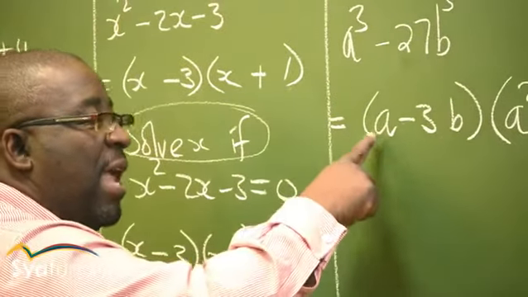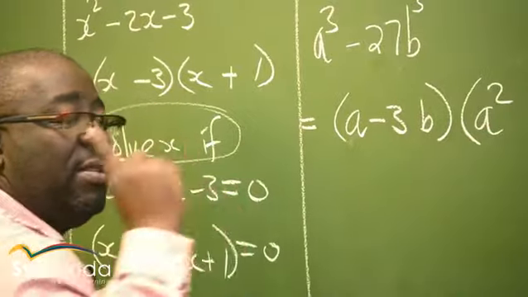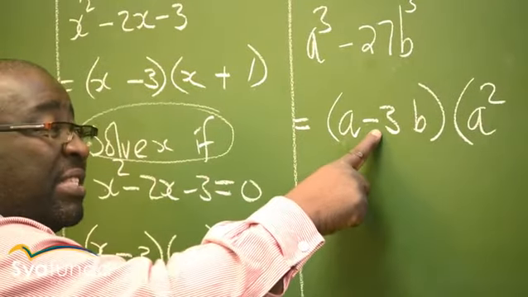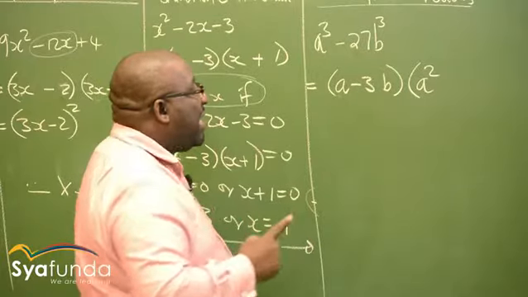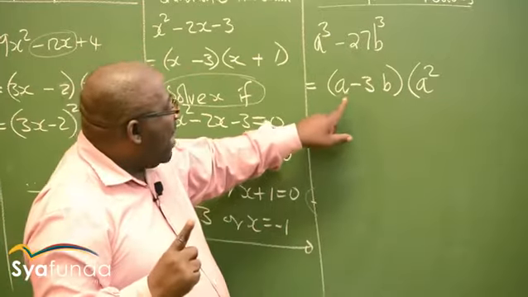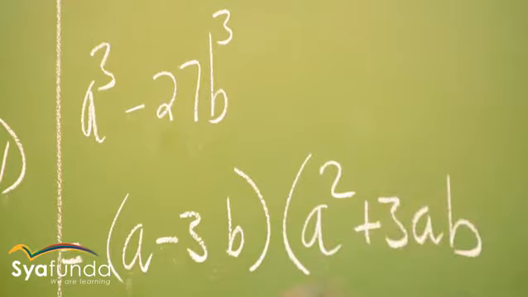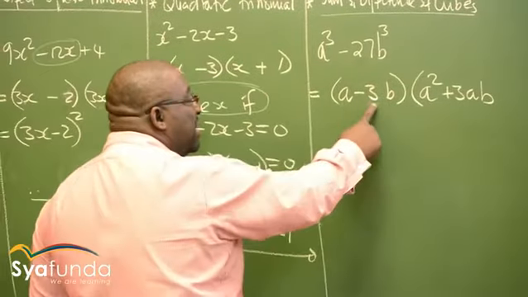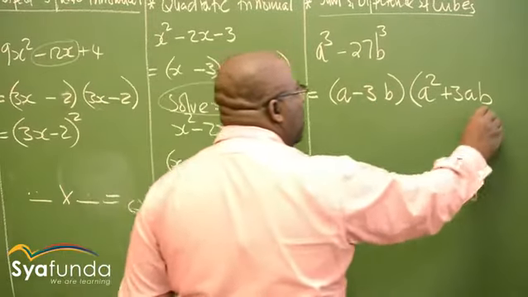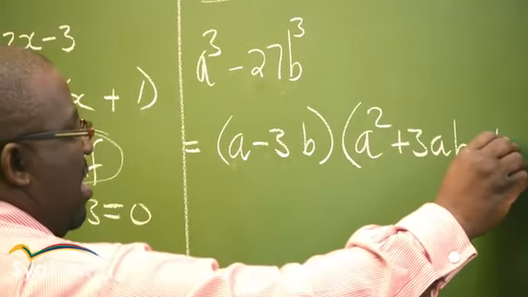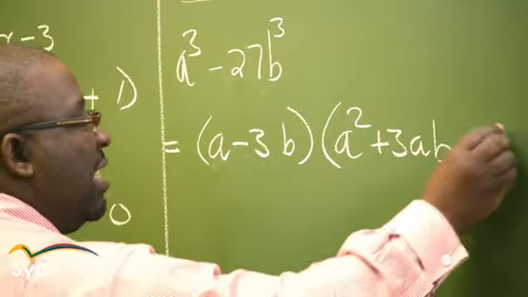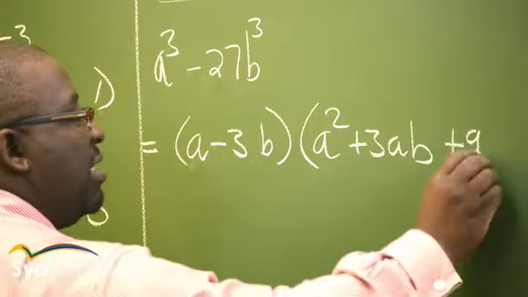First step, a times a, it is a squared. Step number 2, a times minus 3b. It will give us minus 3ab. Change sign, it will be plus 3ab. Then the last one, you say minus 3b times minus 3b. It will give us plus, 3 times 3 is 9. B times b, it is b squared.